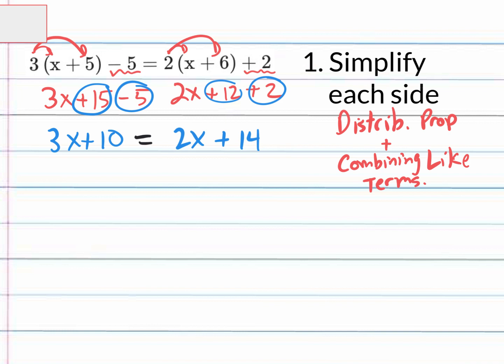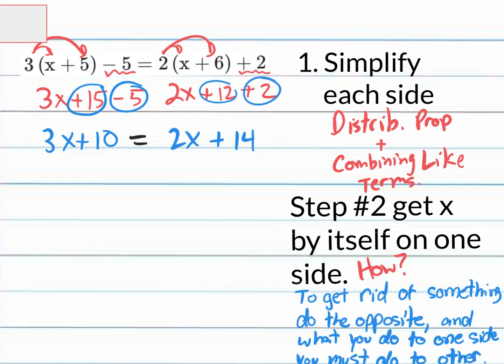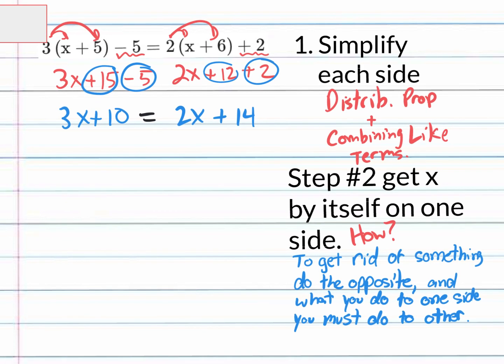Step 2 is to isolate the variable. Think of the goal and get x by itself. So once again, step 2 is to get x by itself on one side, isolate the x, right? Now, if you're thinking, well, I want to get the x by itself, I got 2 x's here. How do I do that? Well, how do you do that? To get rid of something, you do the opposite. And what you do to one side, you must do to the other, okay?